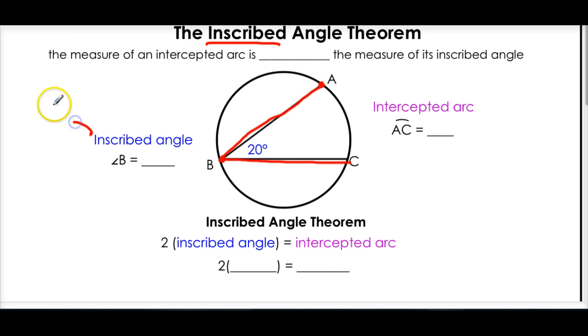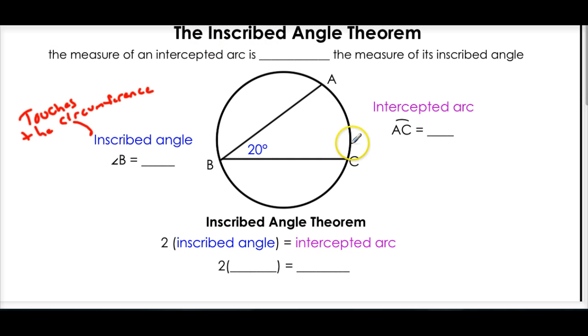So I just want to put a little note here because it's not there. An inscribed angle touches the circumference. So what is the inscribed angle theorem? The inscribed angle theorem states that the measure of an intercepted arc is double the inscribed angle. The intercepted arc on the outside is going to be double the inside angle.